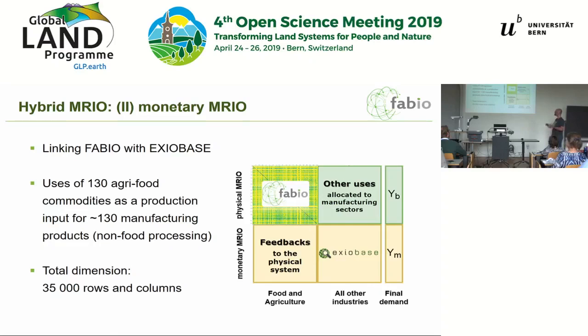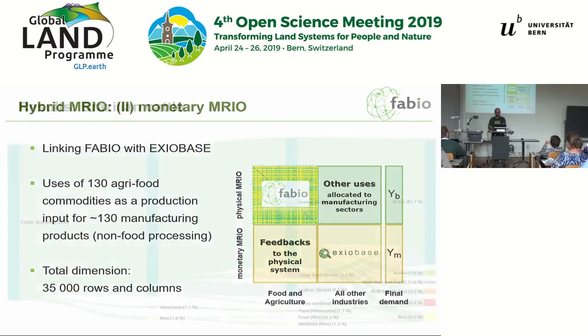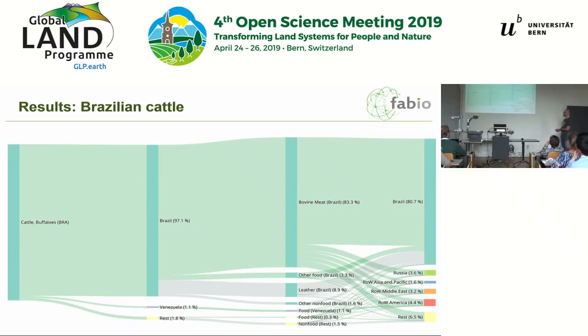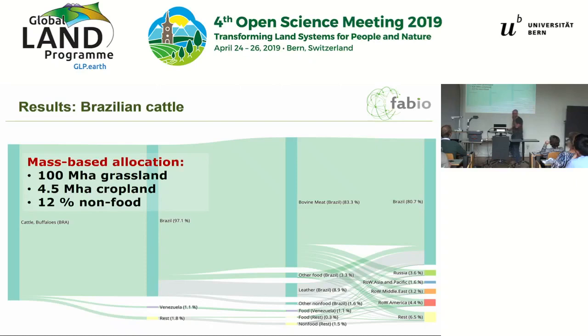So this whole matrix has then a dimension of 35,000 rows and columns. It's quite difficult to invert that on a laptop, probably impossible. And then we go already into the results. What I have not mentioned is that there is a version of FABIO that is using mass-based allocation and a version of FABIO that is using price-based allocation. So you can switch between allocations, you can even apply energy allocation or whatsoever. We will see that makes a difference on the results.